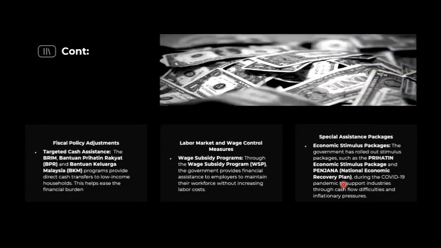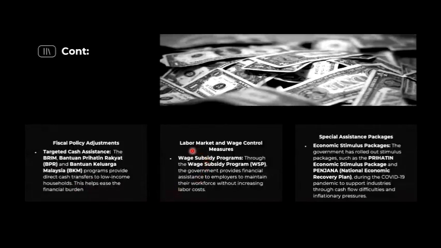So the third way to overcome inflation is fiscal policy adjustment. For example, our government previously implemented targeted cash assistance. For example, during Prime Minister Najib Razak's time, BRIM, and then Bantuan Penghasilan Rakyat BPR and Bantuan Keluarga Malaysia BKM. This program provides direct cash transfers, injecting cash into the economy to help low-income households. This helps ease the financial burden.